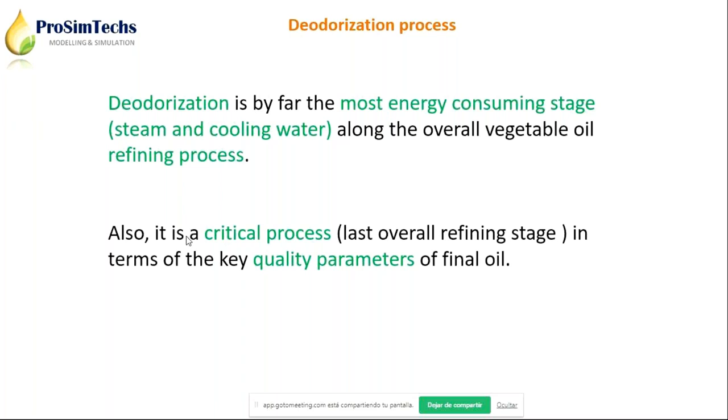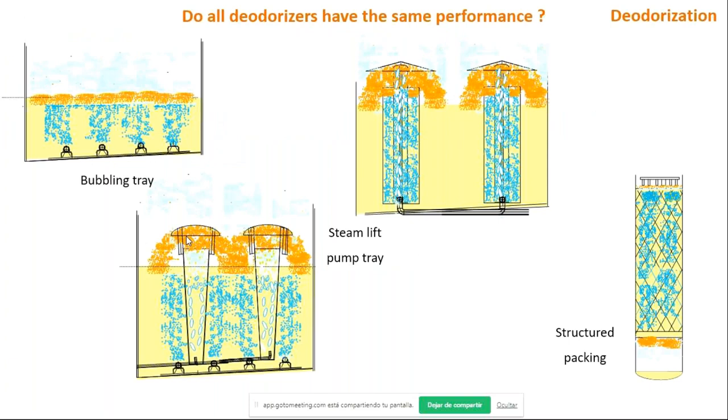So now, from the equipment side, we know that there are different kinds of deodorizers with bubbling trays. Okay, this one that I am pointing in this corner, with the steam lift pump trays. This different type of trays with steam lift pump trays, lift steam pumps, or the so-called mammoth pumps. And also we can find deodorizers with a structured packing, or even a combination of all these internal devices. So the first question that immediately came up is, do all deodorizers have the same performance?